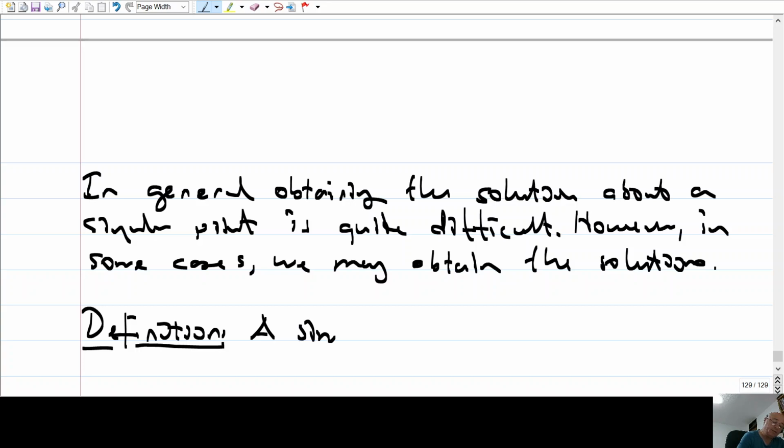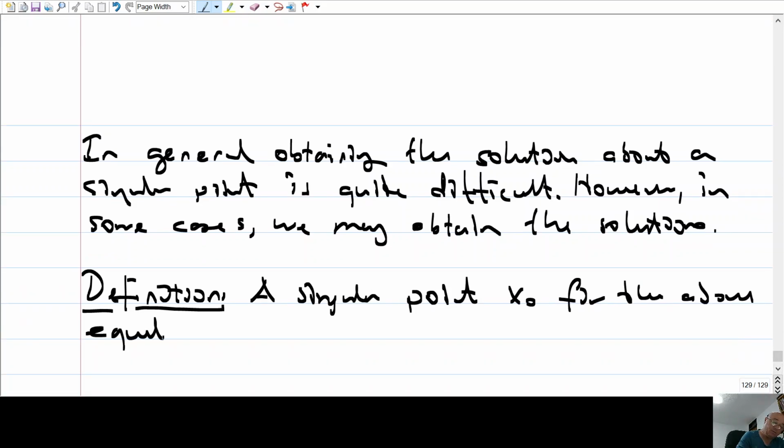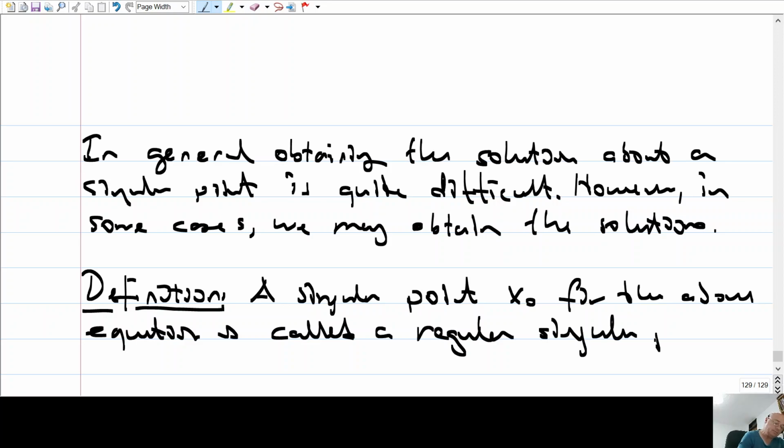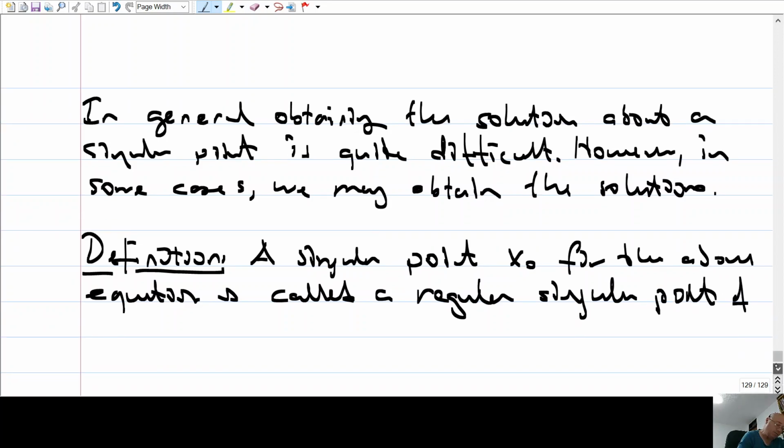A singular point x0 for the above equation is called a regular singular point if the following limits exist.